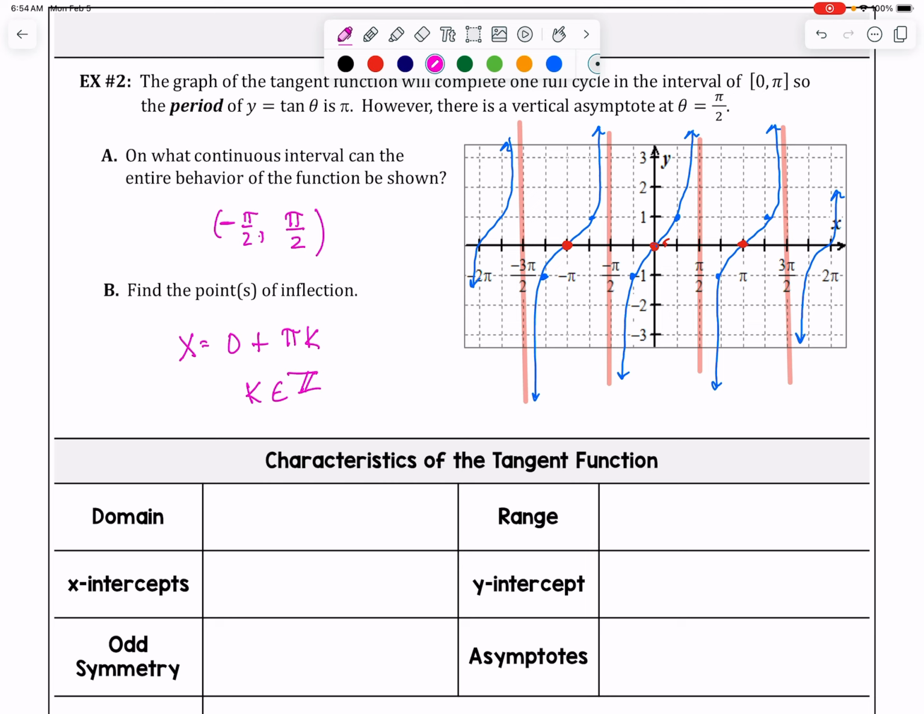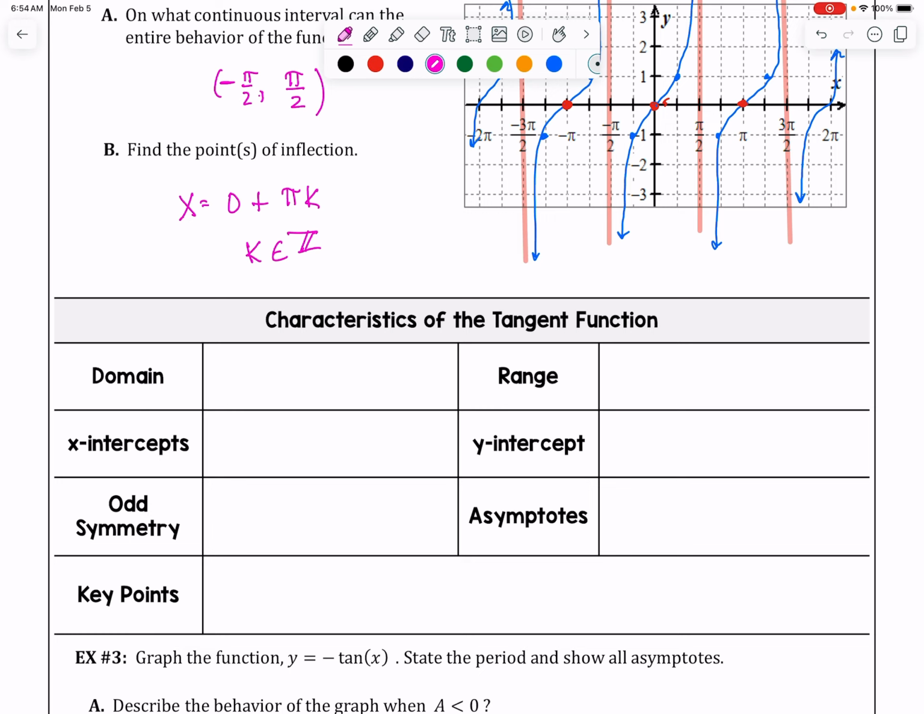Okay, all right, so here are our characteristics of the tangent function. Our tangent function, the domain, okay, this is a little bit different. Bx cannot equal pi over 2. Now, we'll see that more when we start talking about how do we find our asymptotes for a tangent function. Okay, so we'll talk more about that, but k is an integer, okay?